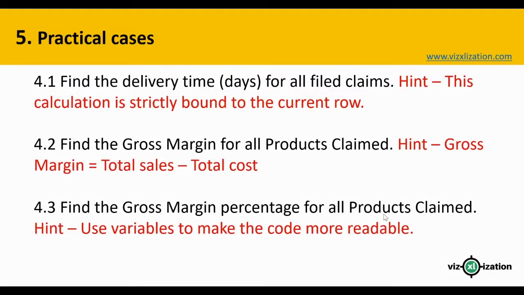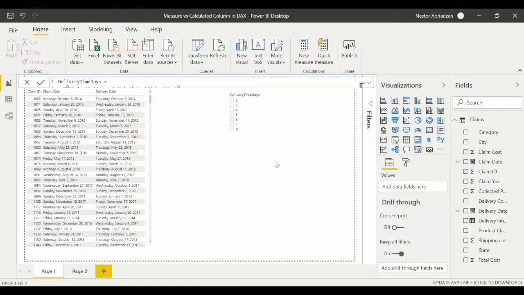So the second question here is find the gross margin for all products claimed. And we have a hint here, gross margin equals the difference between total sales and total cost. So let's do that. Let's go back to Power BI Desktop. So for the second question, we have 2 options. We can create a calculated column or we can create a measure. Okay, so we're gonna do both, and let's do it right now.